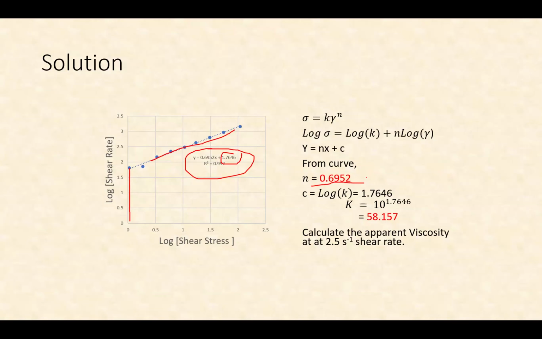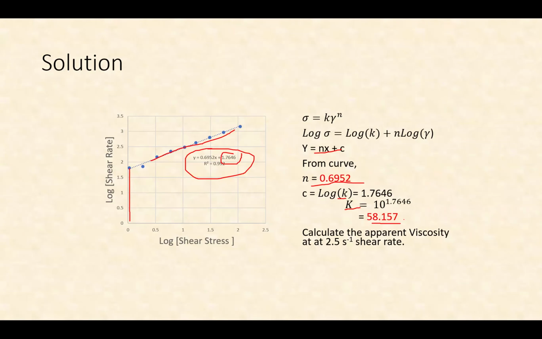So here the n value, obviously, is 0.96952, that is less than 1, so it is a shear thinning pseudoplastic fluid. And the C value, according to this equation, is the log of K, and from it you can get the K value. So K is 58.157.